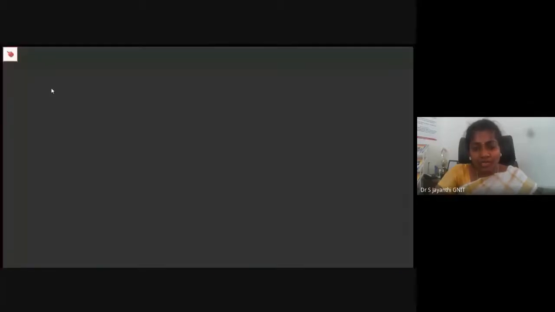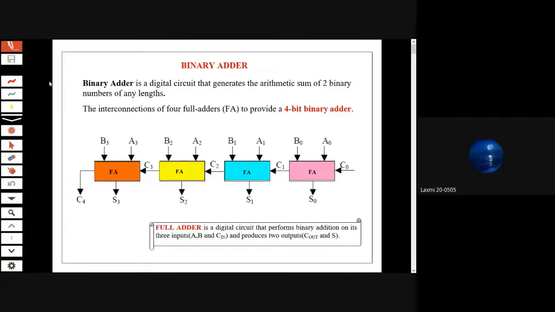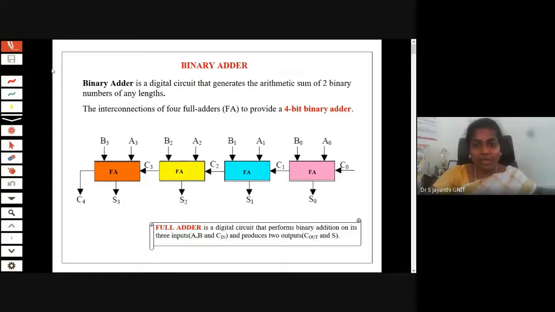how to construct digital circuits to achieve these addition, subtraction, one's complement, two's complement, and all. Are you all following me? Yes, ma'am. Okay. The first circuit we are going to develop is the binary adder.